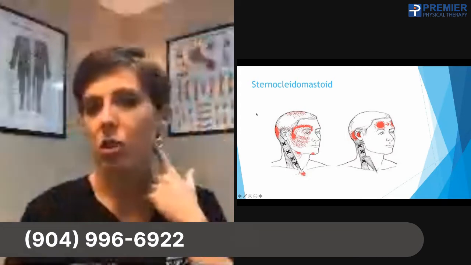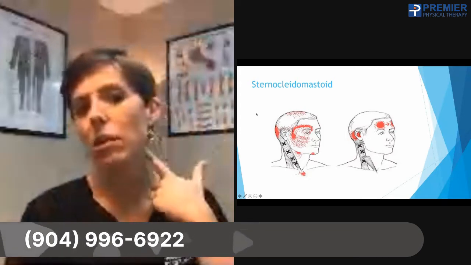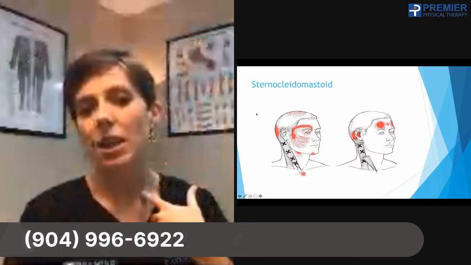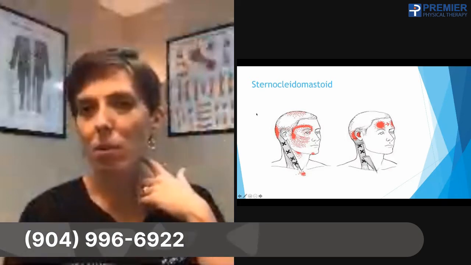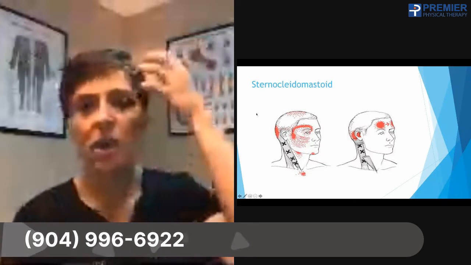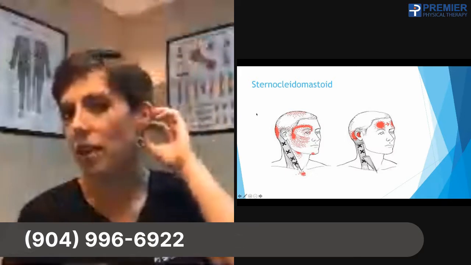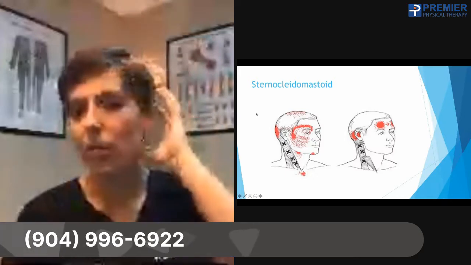Okay. So the sternocleidomastoid is a muscle here on the side of the neck. And when this one has trigger points, it commonly refers to the side of the head, can refer to the forehead, to the back of the ear. Anywhere in here can be referring pain.